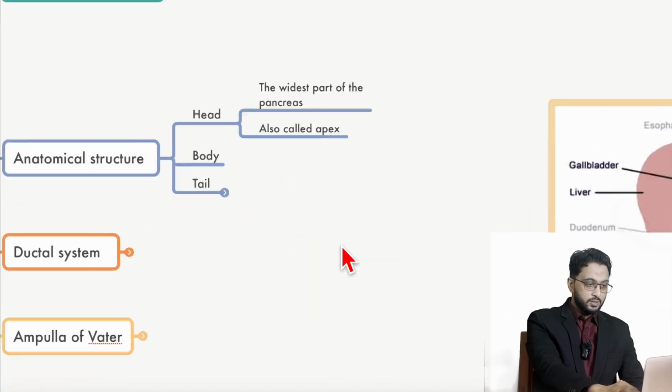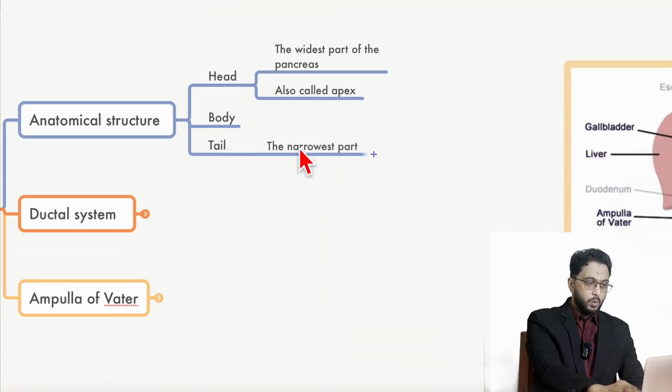Just to clear the confusion, so now what is the body? So what is the tail? The narrowest part.